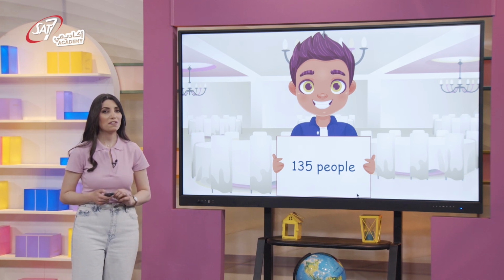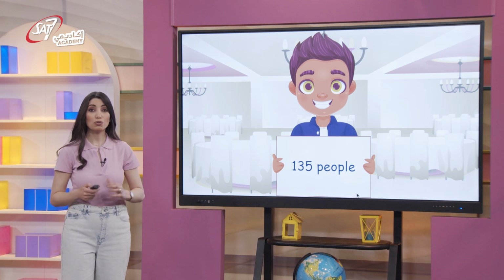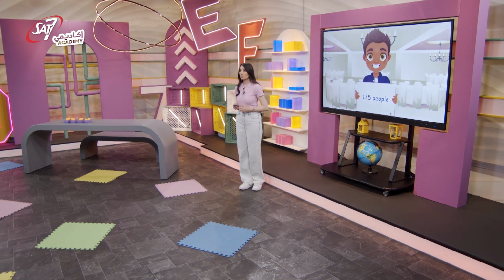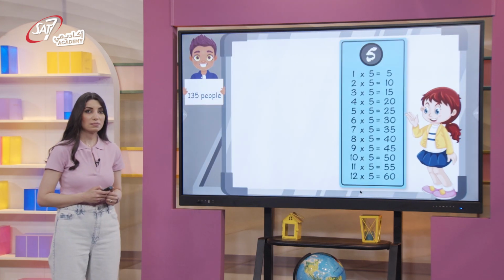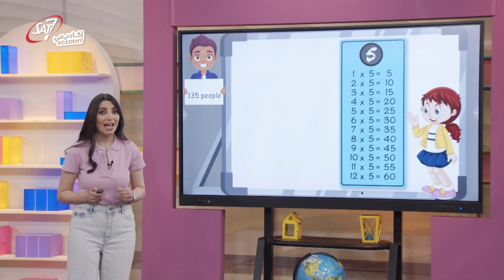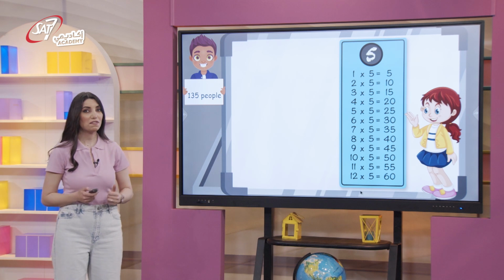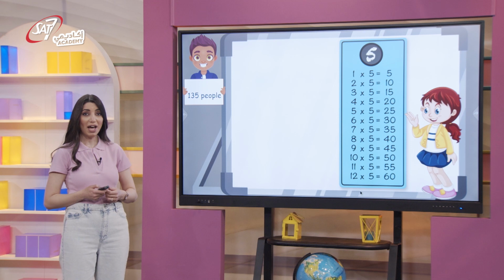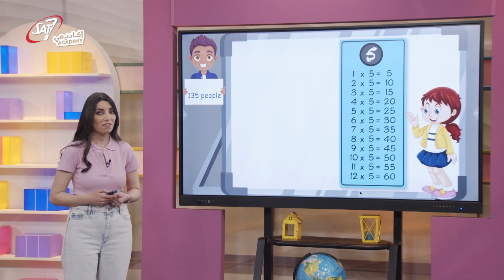Is 135 divisible by 5? Can we divide the people into groups of 5? We know by now that division and multiplication are related. So let's have a look at the 5 times table. All multiples of 5 end with 5 or 0. Does 135 follow the same pattern? 135 ends with 5. So yes, it is a multiple of 5. It is divisible by 5.